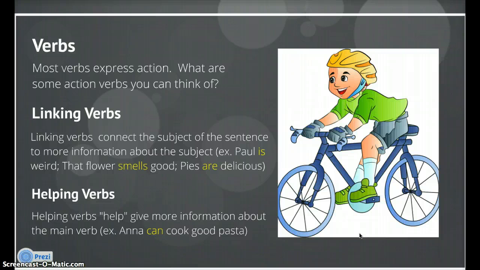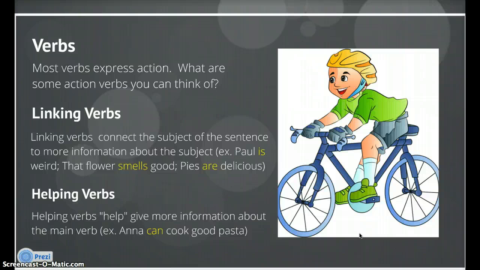Most verbs express action. What are some action verbs that you can think of? For example, in this picture, there's a boy and he's actually riding a bike. Riding is a verb because it expresses the action that this boy is doing. Use your guided notes to write some more action verbs.